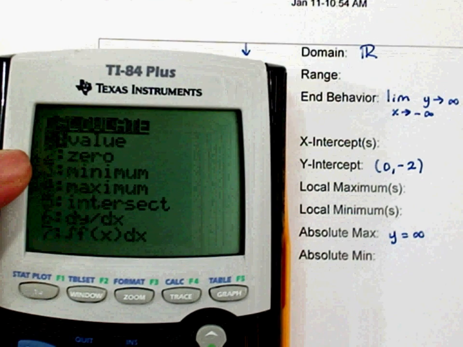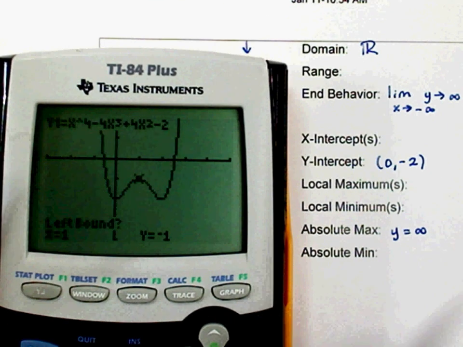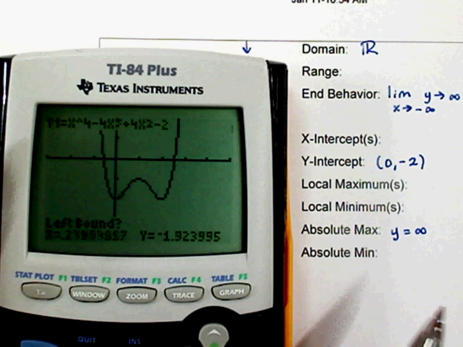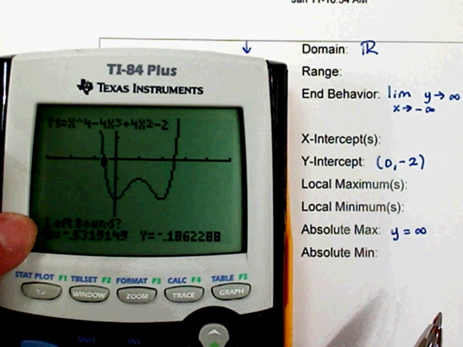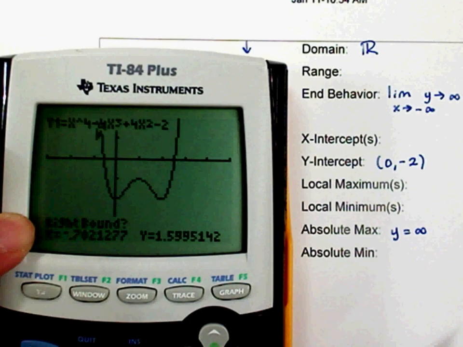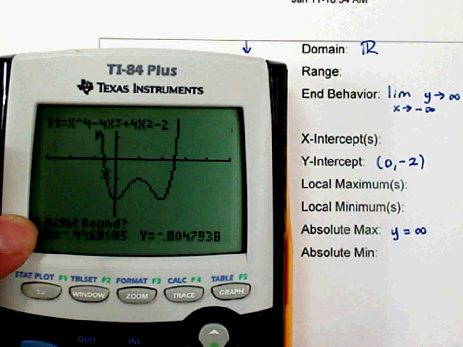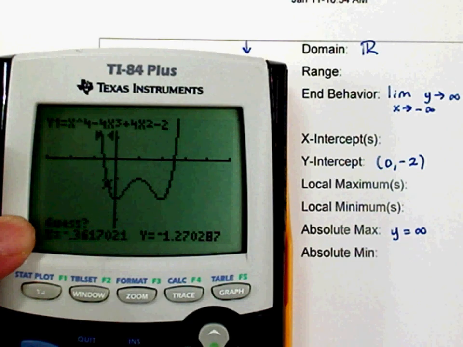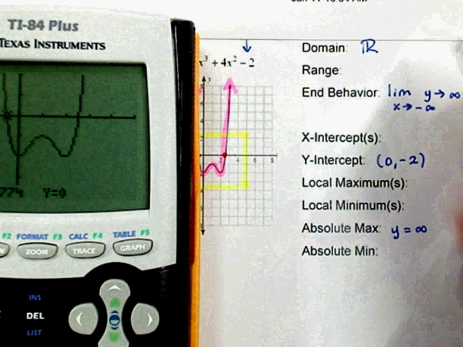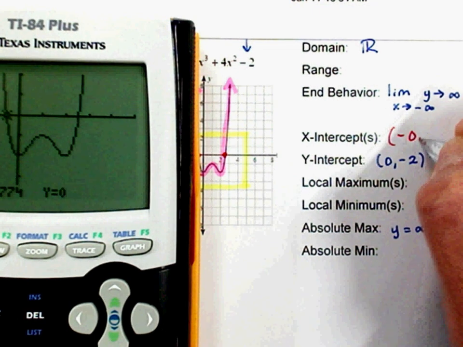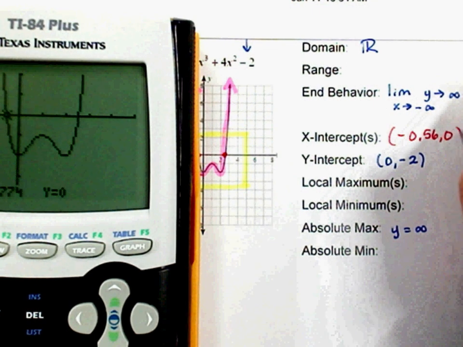All right, second calc, x-intercept, same as 0. Number 2, go to your x-intercept, the first one you want to find. This is the one you want to find. Left bound, go to the left. Right click to the x-intercept. Right bound, go to the right, anywhere to the right. Enter. So my x-intercept, first one is negative 0.56, comma 0. You see that right there?